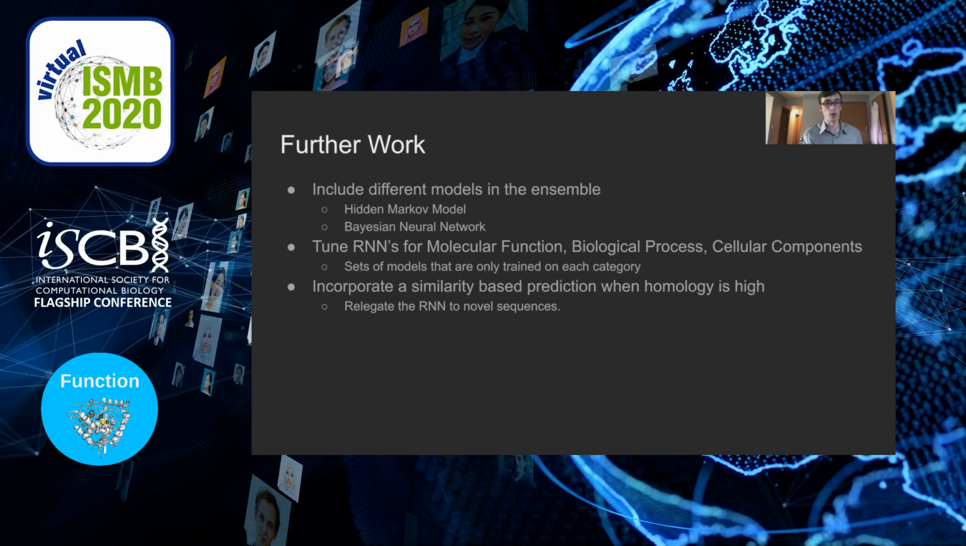Some of the future work would be including different models in the ensemble. We've considered hidden Markov models and Bayesian neural networks. Second, since this is an ensemble, we could tune the RNNs for the molecular function, biological processes, and cellular components. These sets of models would be only trained on one category, and then we could combine them to give very accurate predictions for each category. Third, we would also like to incorporate similarity-based methods for prediction when homology is high, and then relegate the RNNs to novel sequences where homology is low.